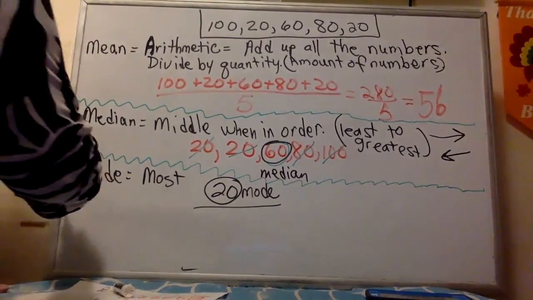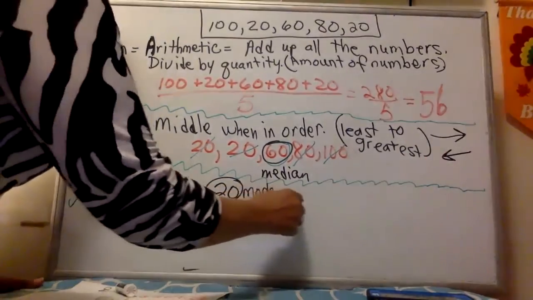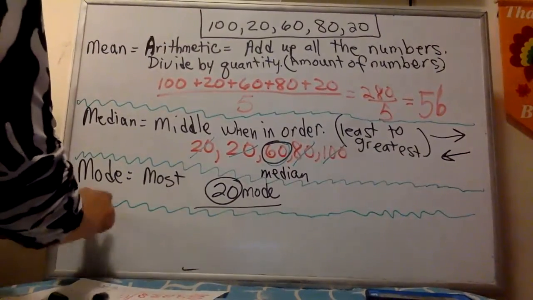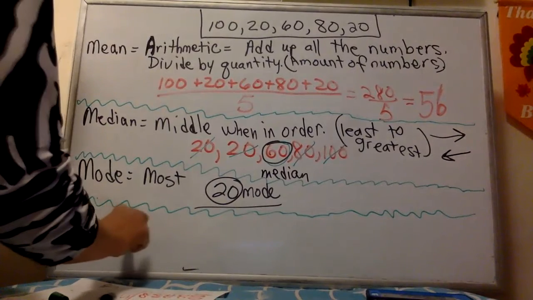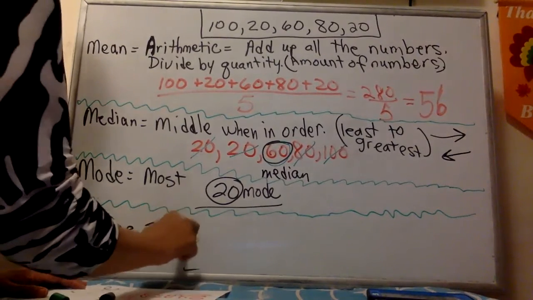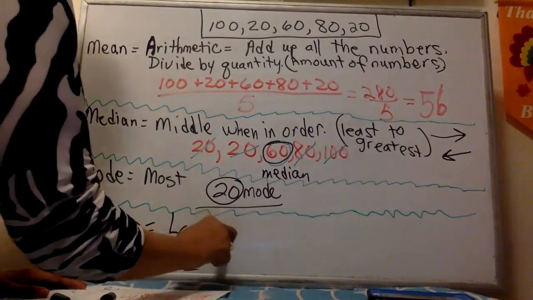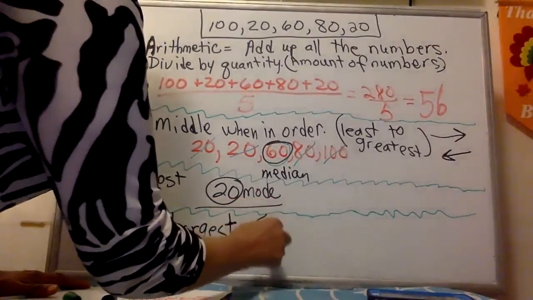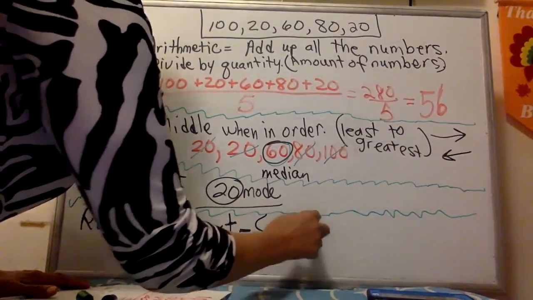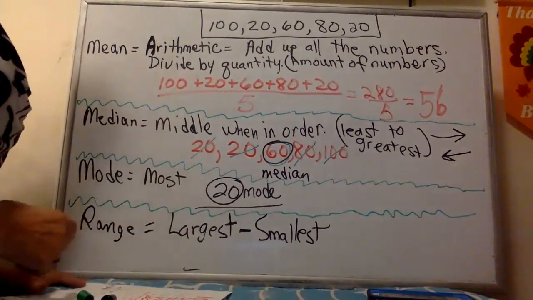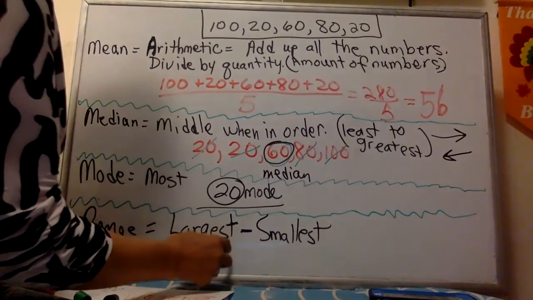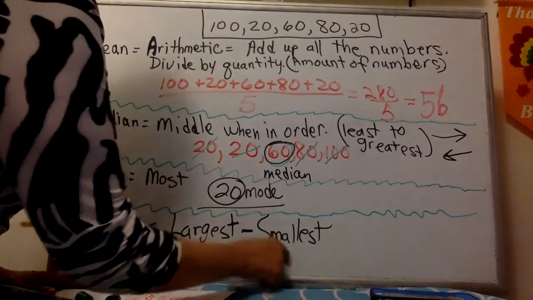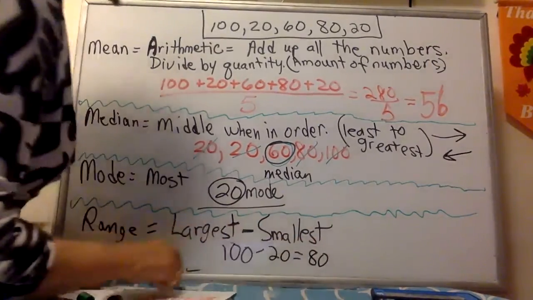And now the range is simply when we do the largest minus the smallest. So the range would be equal to the largest number in your data set minus, or take away, the smallest. In this case, the largest number is 100. And if we take away the smallest number, which is 20, we will get 80 for our range.